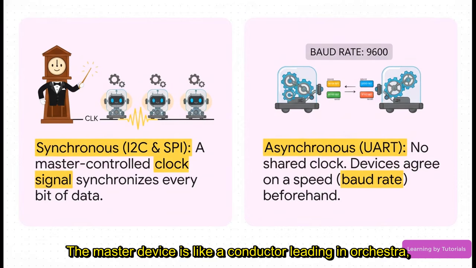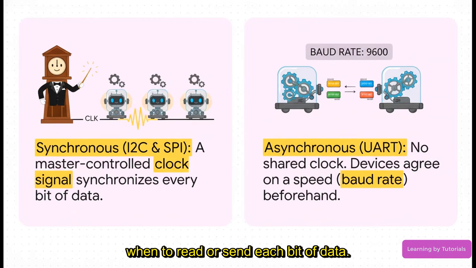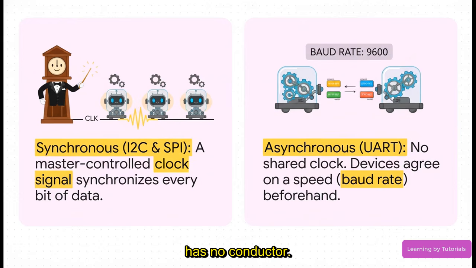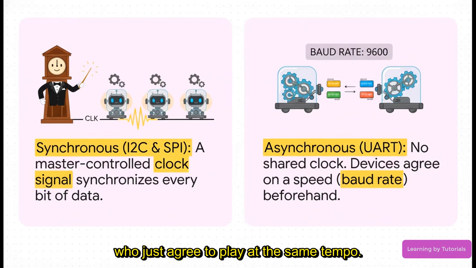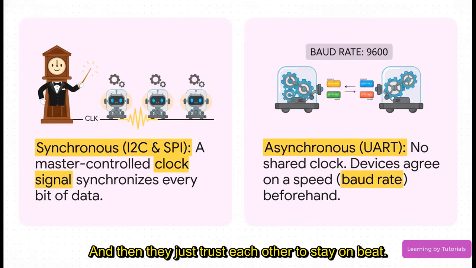The master device is like a conductor leading an orchestra, sending out a clock pulse that tells every slave exactly when to read or send each bit of data. It's super precise. UART, on the other hand, being asynchronous, has no conductor. Instead, it's more like two musicians who just agree to play at the same tempo, that's the baud rate, and then they just trust each other to stay on beat.